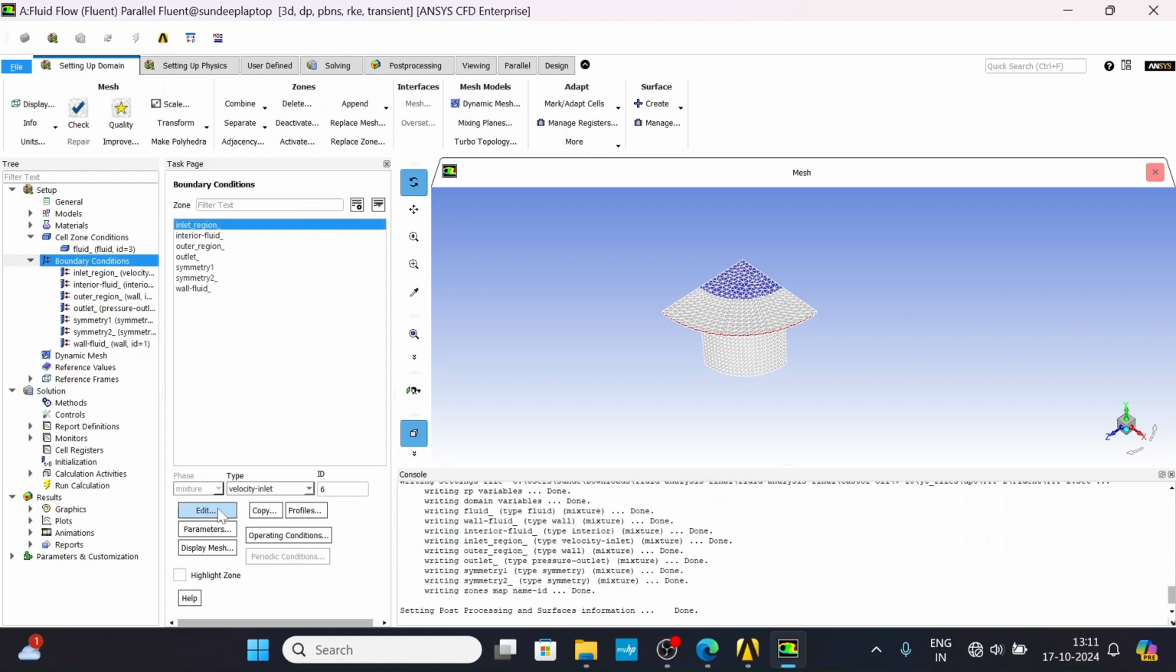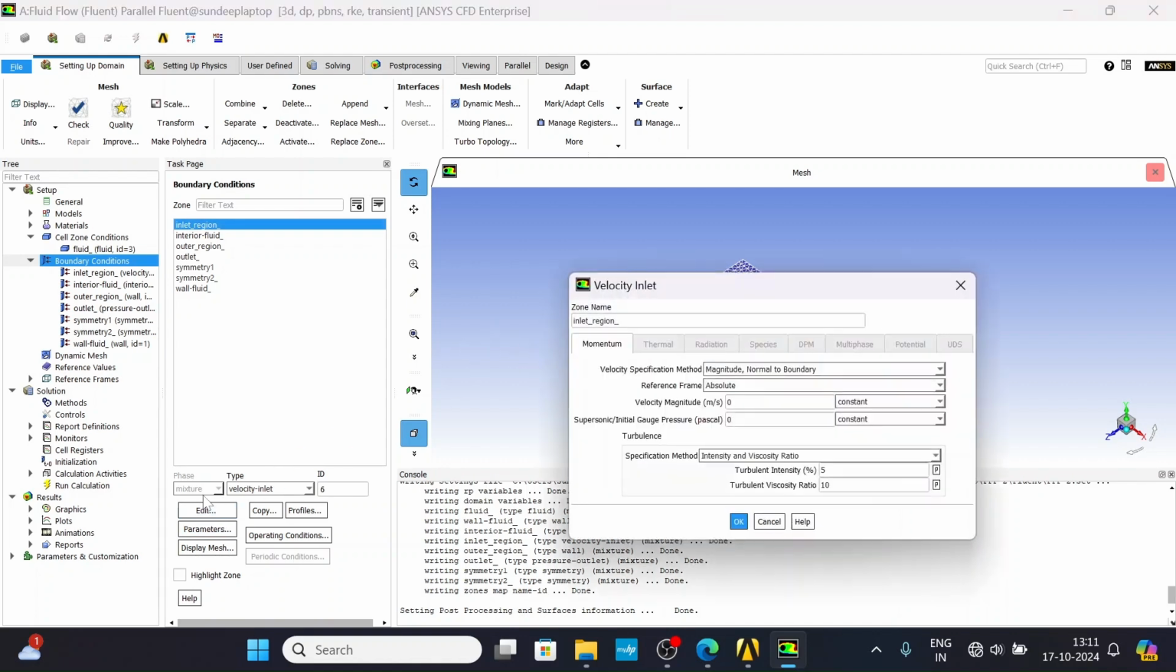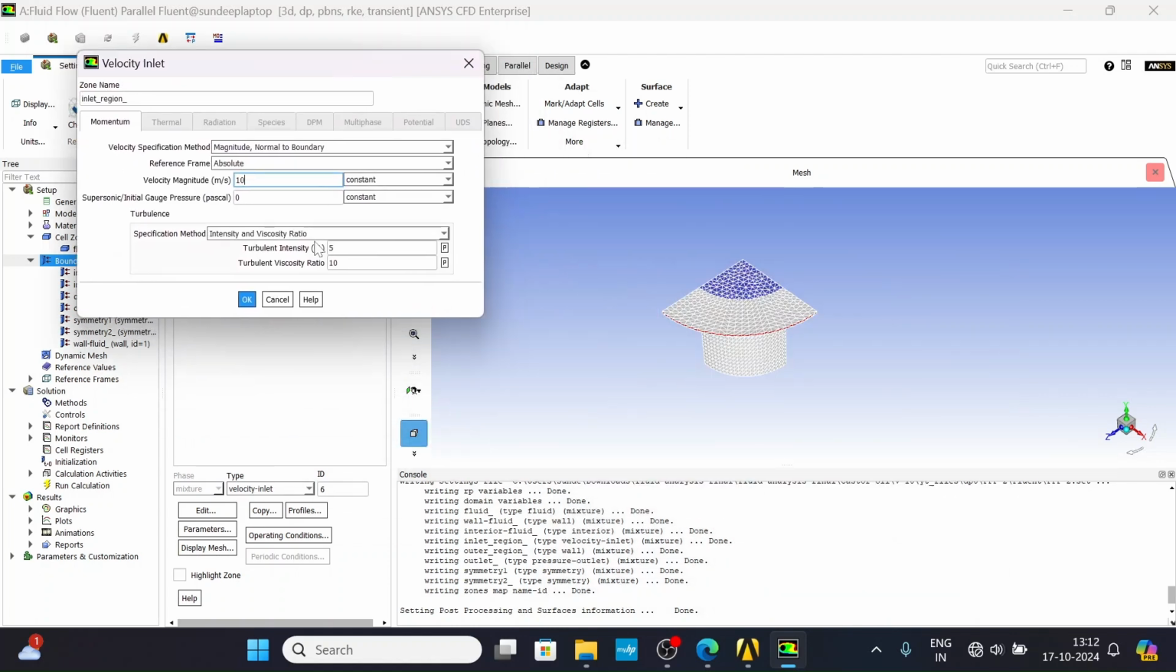So this is the inlet region. Here we are going to give a velocity, 10 meters per second. In a real case scenario, there won't be a fluid inlet velocity of 10 meters per second. The only velocity it will have is the velocity of the punch. So if the punch is moving at 2 meters per second, the fluid at the top inlet region, corresponding to this top surface, is also supposed to move at 2 meters per second.